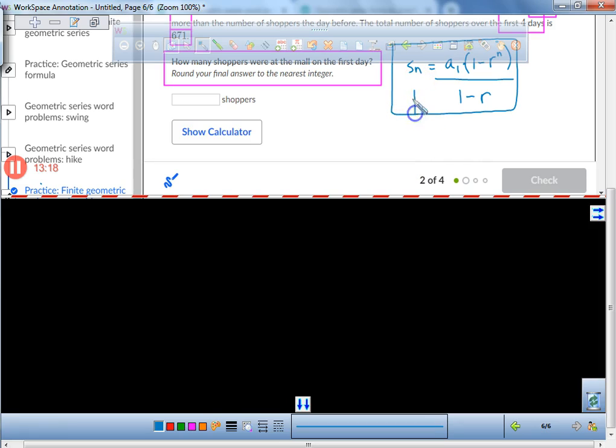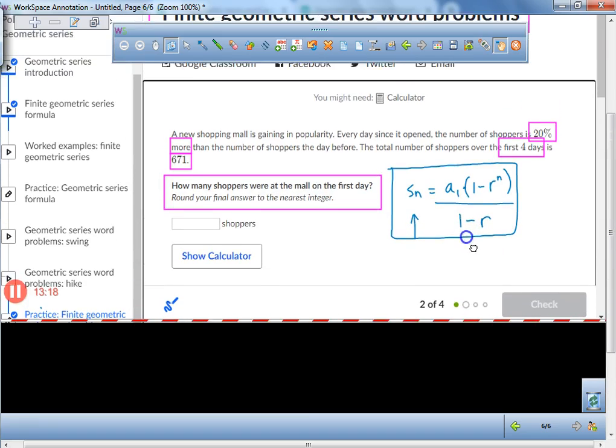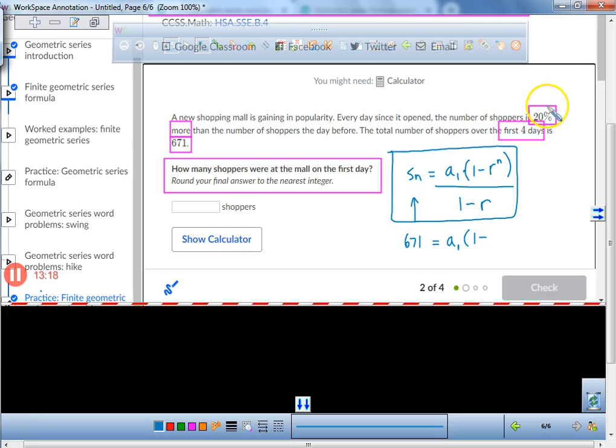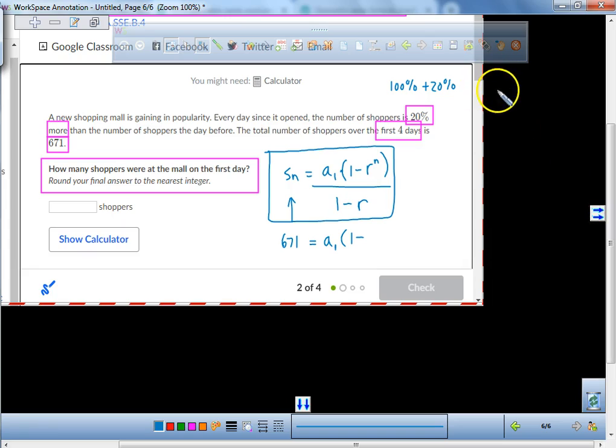For S of n, what number are we plugging in for the sum of all the shoppers? 671. Perfect. Now, we don't know how many shoppers there were the first day, so I'll put A sub 1 right there. Now, they didn't give us the common ratio. We have to kind of figure it out. If it's increasing 20%, well, that means we already have 100%, and it's increasing 20%. So what is it actually growing by?